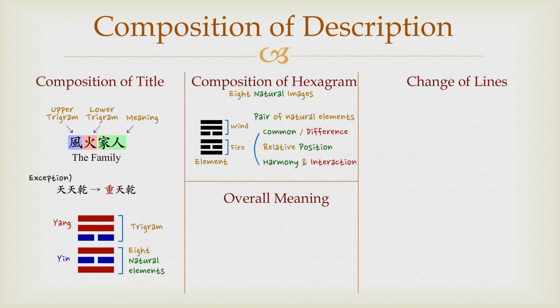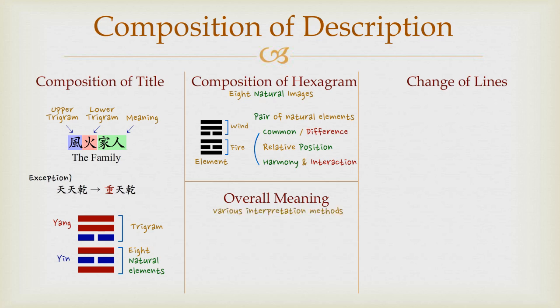It is not easy to memorize the names and meanings of all 64 hexagrams from scratch. However, it would help you understand the characteristics of the hexagrams better if you try to find an image of nature in which the 2 natural elements interact, and then connect such an image to the overall meaning of the hexagram.